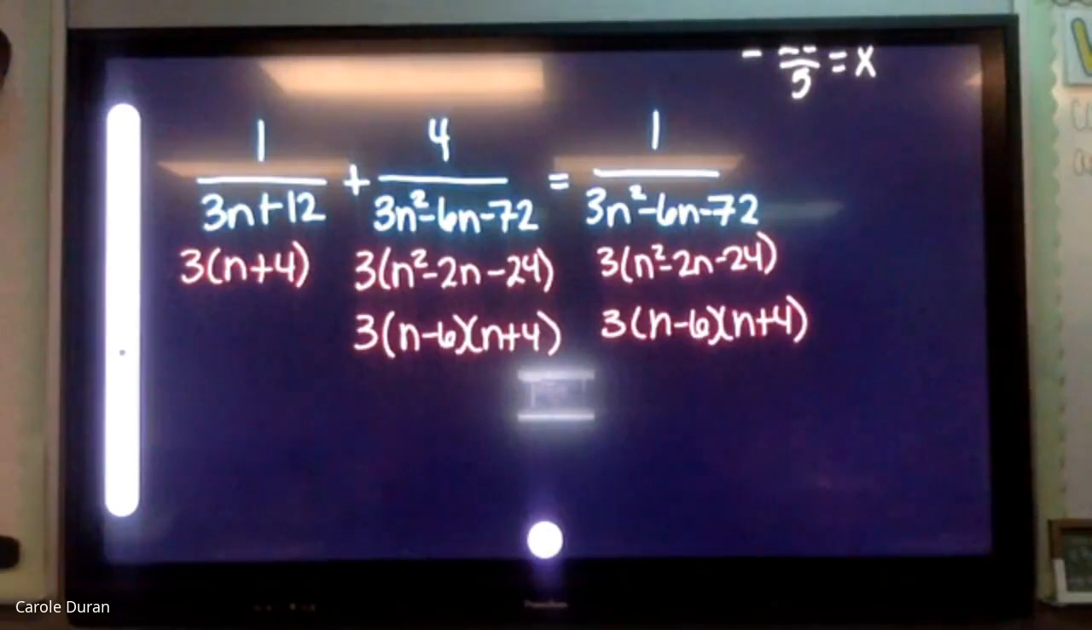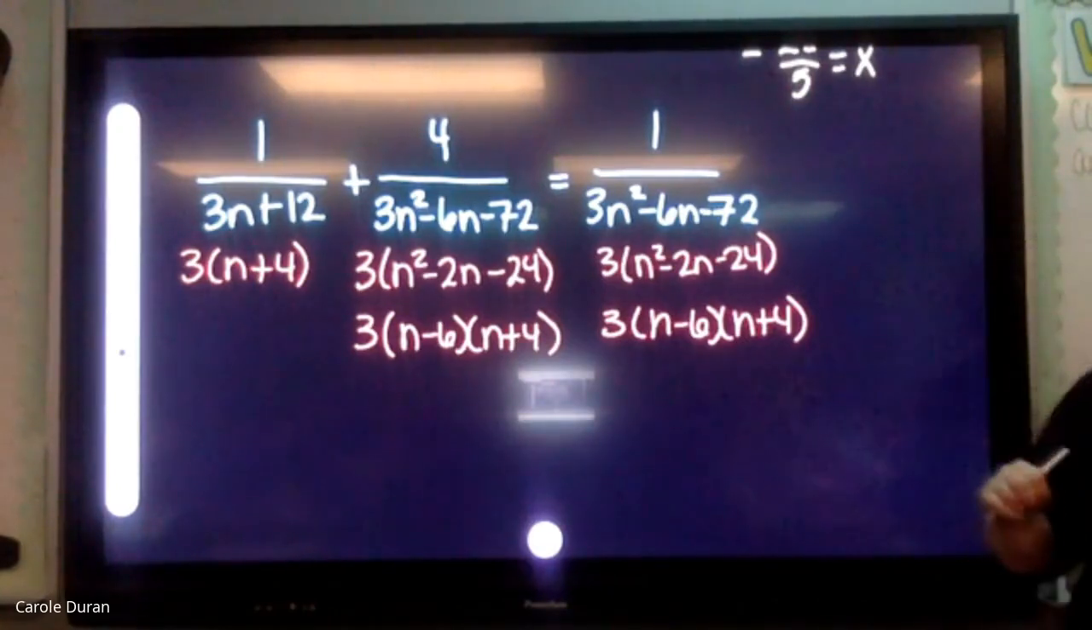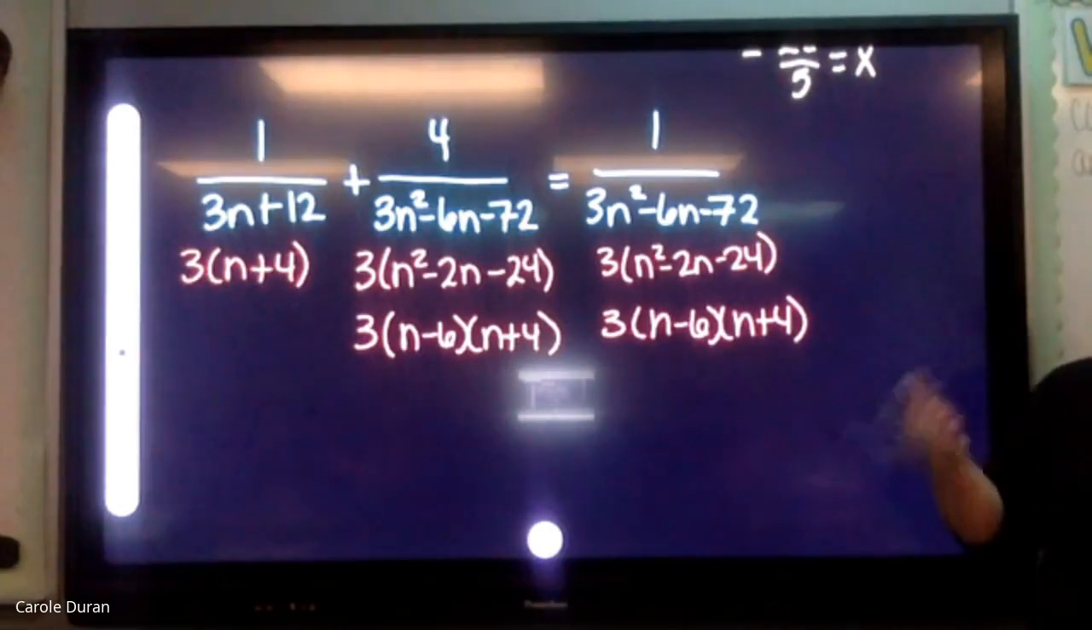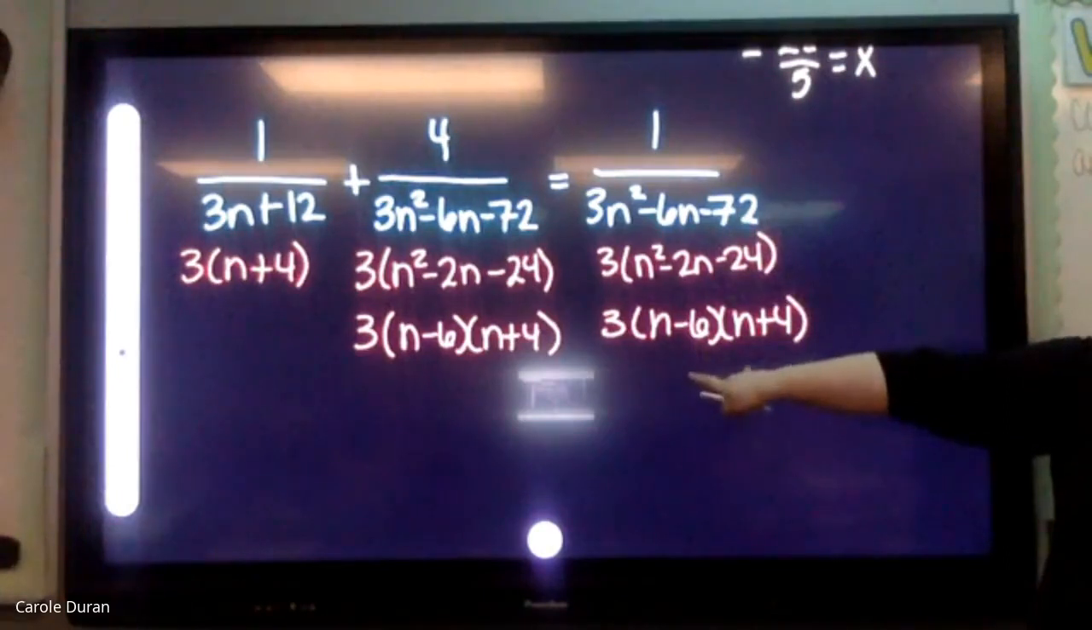How is this helpful to me? Yes, Ebony, you can take that -6 and multiply it to 1/3 times n plus 4. Good. So I'm easily able to compare my denominators. I notice that every single one of my denominators has a 3 and an n plus 4. These 2 also have an n minus 6.